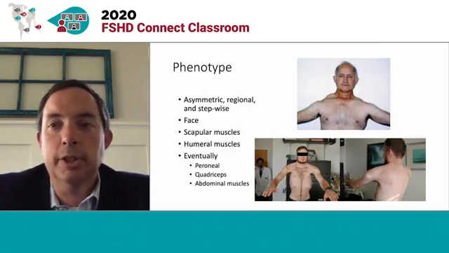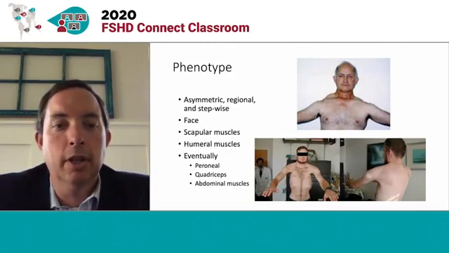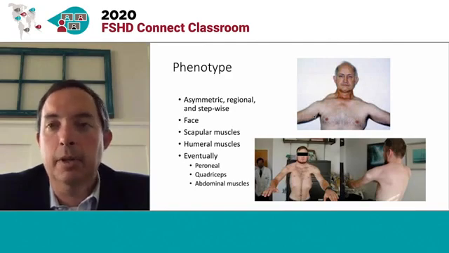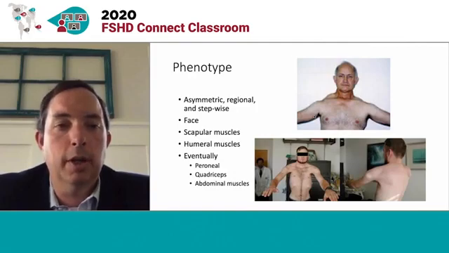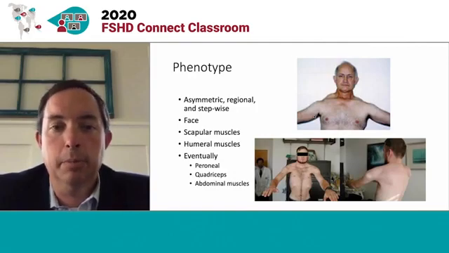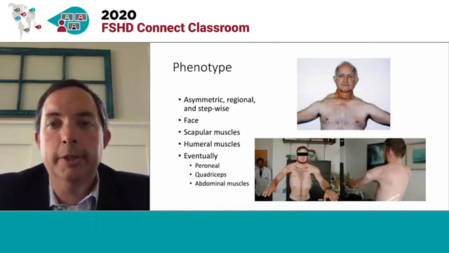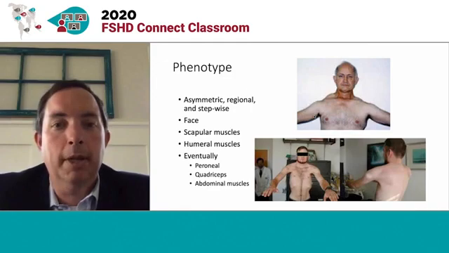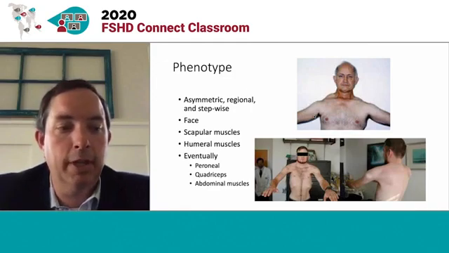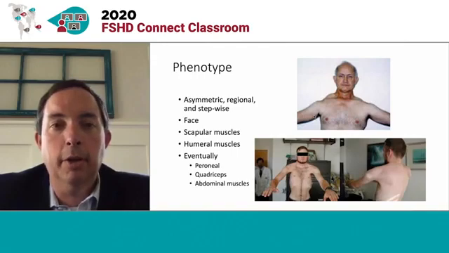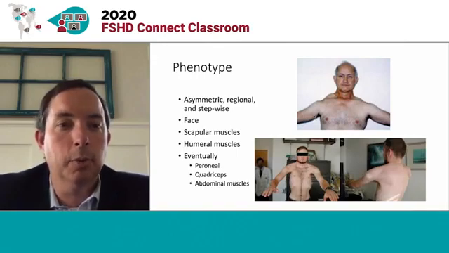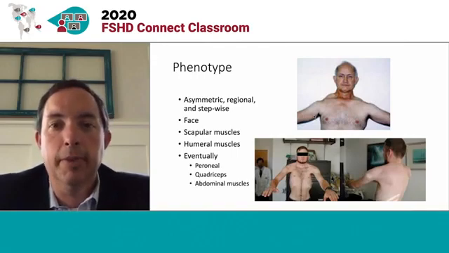And then, of course, it's a progressive condition causing weakness of the peroneal muscles, particularly the muscle that helps you raise your foot up, and then the quadriceps and abdominal muscles. So what does this actually mean for you? There's a couple of points that are worth making. As opposed to other forms of muscular dystrophy, FSHD is by and large asymmetric. So oftentimes there's one side that's more affected than the other.